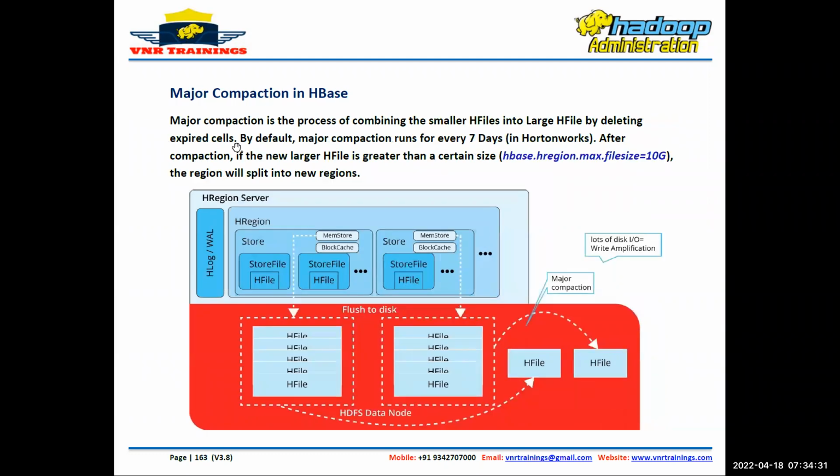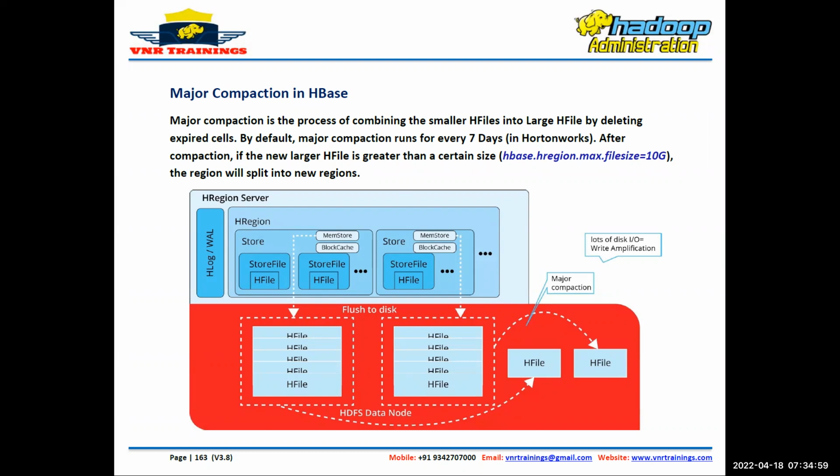And what is major compaction? Major compaction is a process of merging small HFiles into a big HFile. But this major compaction will delete the excess cells. What are excess cells? Some people call them expired cells. These are the data in the cells which is above the configured version limit.